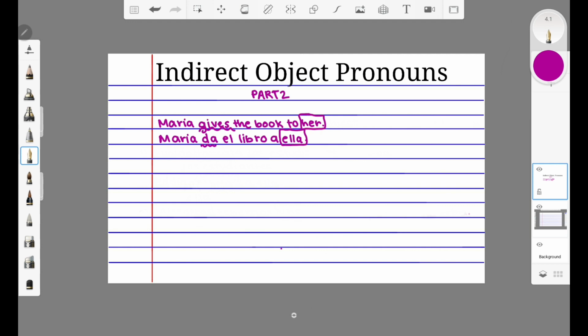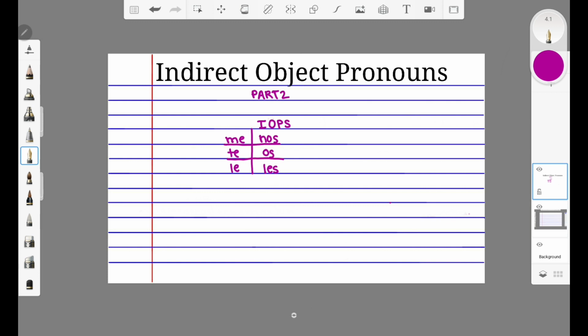Now when we start talking about indirect object pronouns, it's going to replace this phrase a ella. So you don't have to say to somebody every single time. A ella, a él, a usted. Indirect object pronouns are made so that we don't need these.